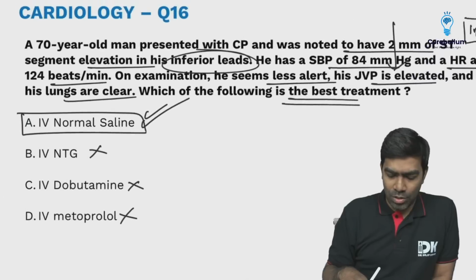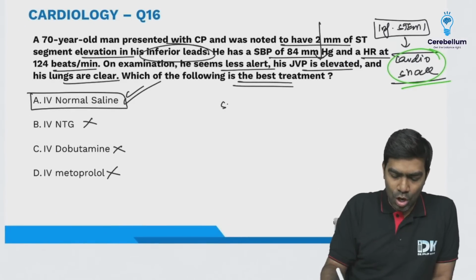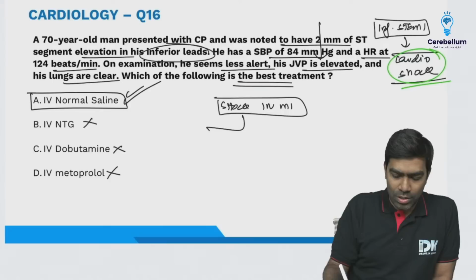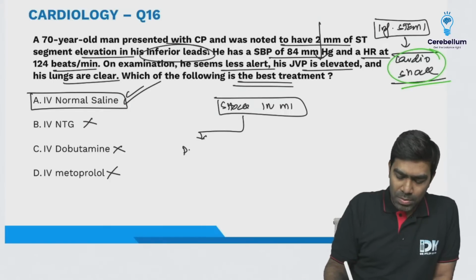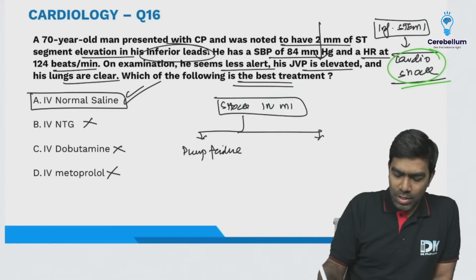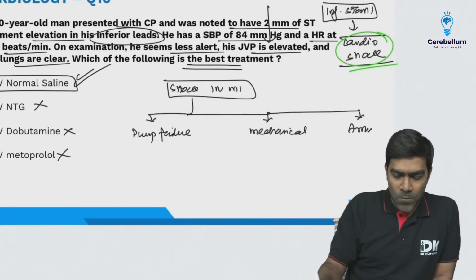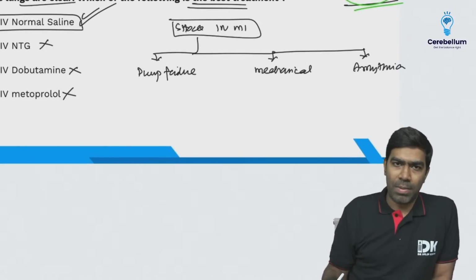So, shock in MI, how will you treat? That's a very important question. Shock in a myocardial infarction could be due to many causes. The most important reason is pump failure. Number one is pump failure. Number two is mechanical complications. Number three may be due to arrhythmia. These three are the usual reasons for shock in a patient with MI.